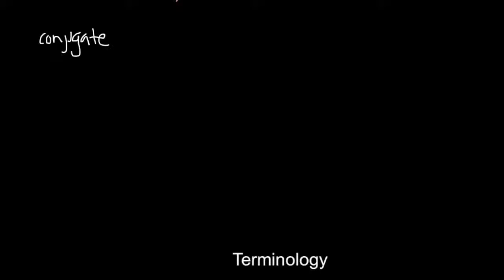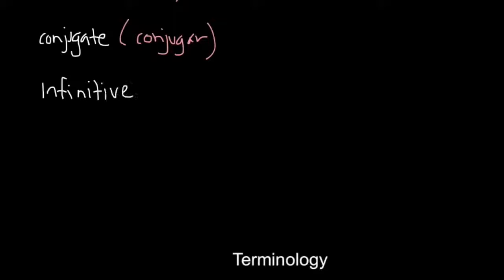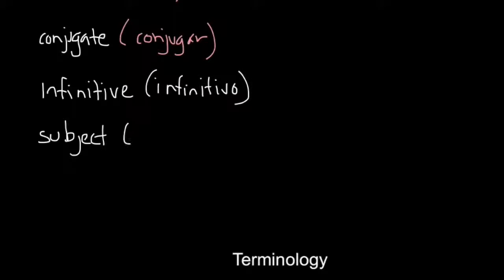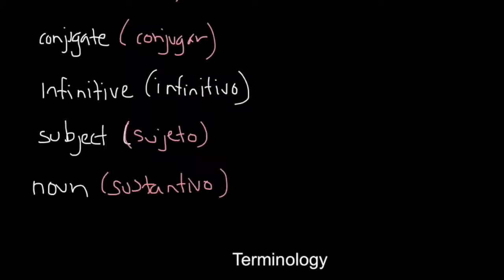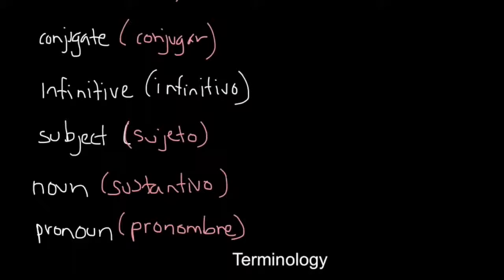Our first one's going to be conjugation. To conjugate. In Spanish, conjugar. Fancy term that tells us we need to change a verb. We've got the infinitive, infinitivo, the subject or the sujeto, so all the words in the parentheses are the Spanish versions, a noun, which is a sustantivo, pronoun, pronombre. Now what are all these things?